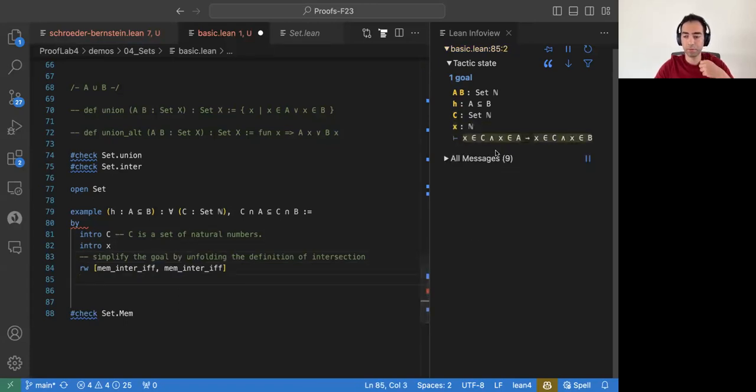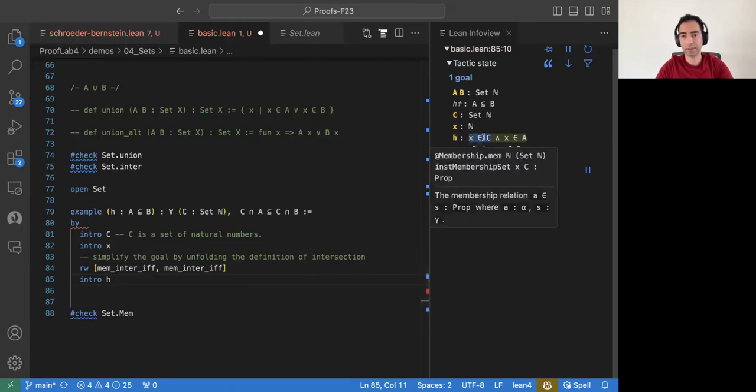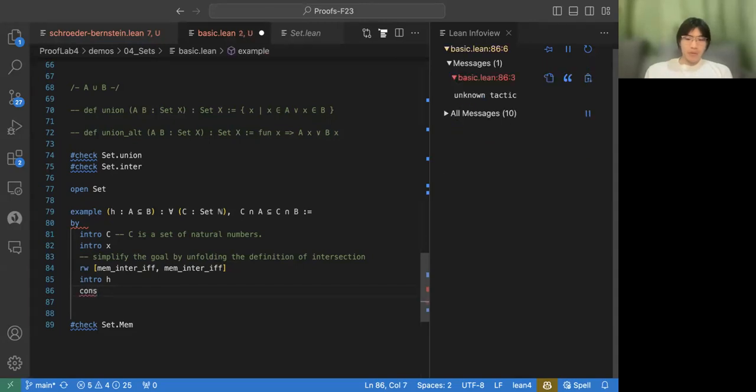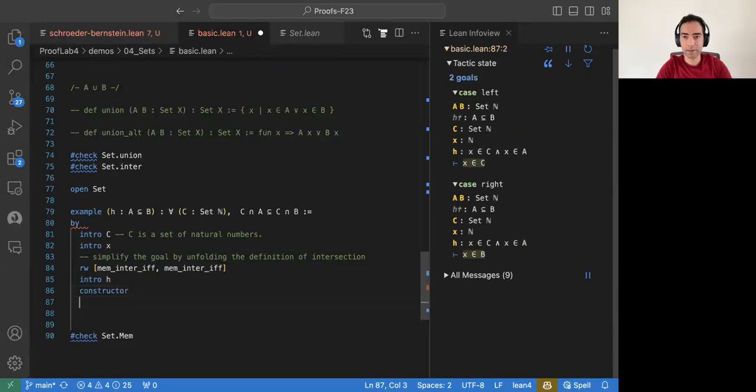Great. And now we are proving an implication. Therefore, I have to say, okay, let the hypothesis be true, right? So you can do intro H. So that adds an H, which is an assumption saying that X is in C and X is in A. And now I have to prove a conjunction. How do I do a conjunction? Use constructor. Exactly. Okay. How do I prove the first goal, which is X is in C?